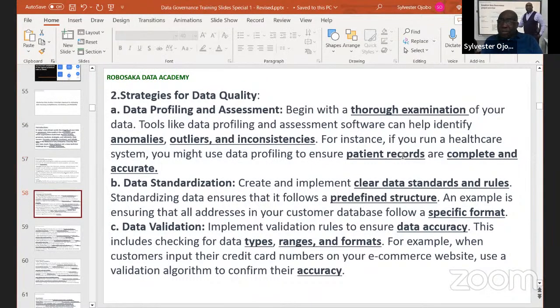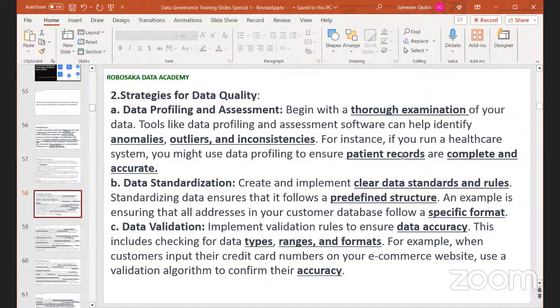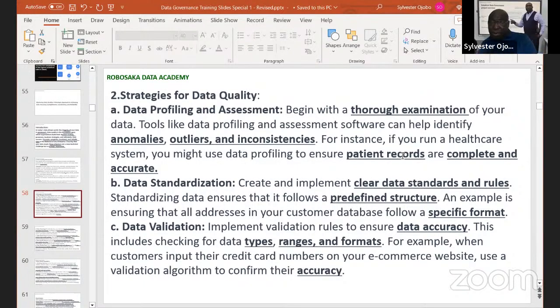There are tools like data profiling and assessment software that can help identify anomalies, outliers, and inconsistencies of data. For example, if you run a healthcare system, you might use data profiling to ensure patients' data records are complete and accurate. Is this information in line with the date of birth of this person? So that you don't take someone's blood test and put it in another person's name, or give one person's baby to another because of a wrong tag when two babies are born the same time. It's very important. One has to be very careful.